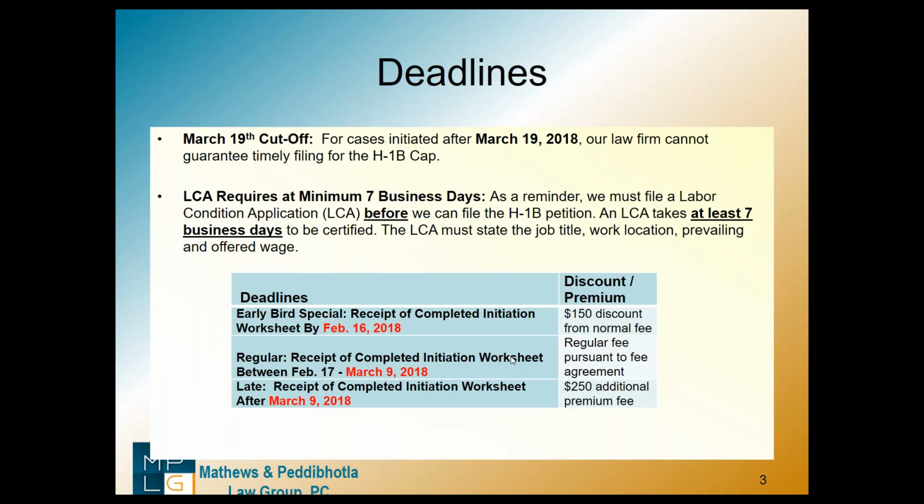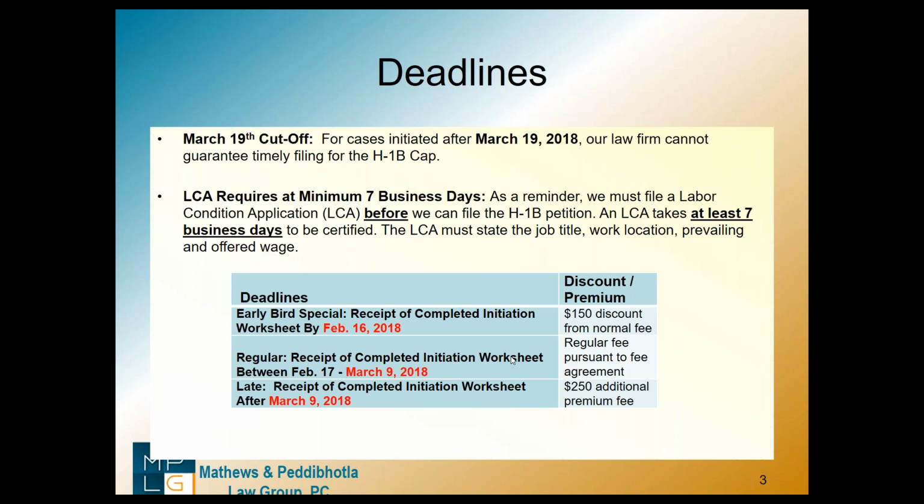So, deadlines. For the early bird special, we ask that we receive the completed initiation worksheet by February 16, 2018. That's next Friday. So end of day next Friday, if you've sent over a completed initiation worksheet, we'll touch on that in just a minute, we'll be able to provide our early bird discount. We'll be charging the regular fee thereafter through March 9th, 2018. We do need that completed initiation worksheet for us to initiate each case. And any initiation worksheet received after March 9th, there is an additional fee. We'll get into the reason why we have this timetable.